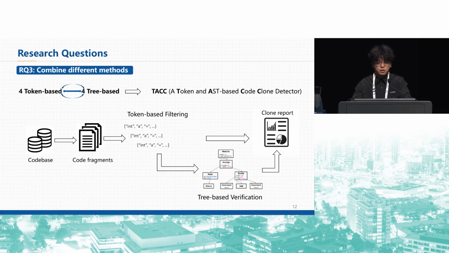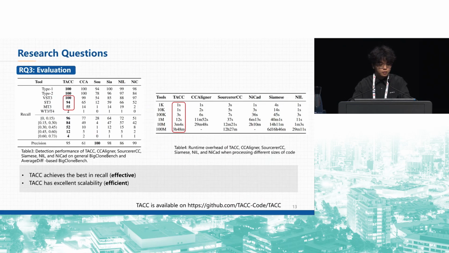The core idea of TACC is to use efficient token-based algorithms as a filter for clone candidates, and then use accurate tree-based algorithms as the final verification. In this way, TACC not only maintains high efficiency, but also ensures effectiveness as much as possible. And finally, we evaluate our tool. We comprehensively compare TACC with other state-of-the-art tools in terms of effectiveness and scalability.